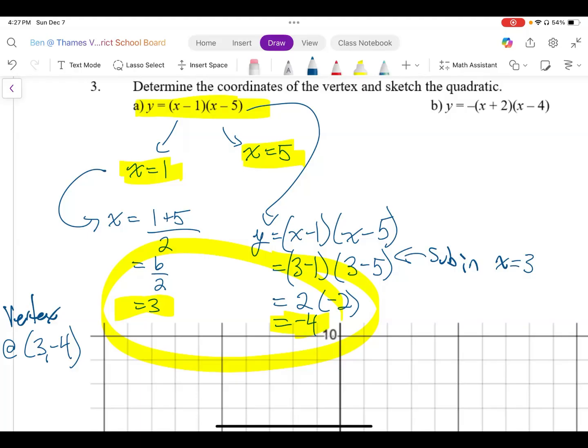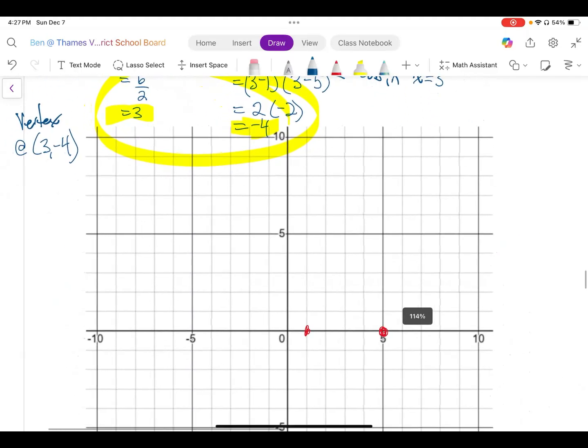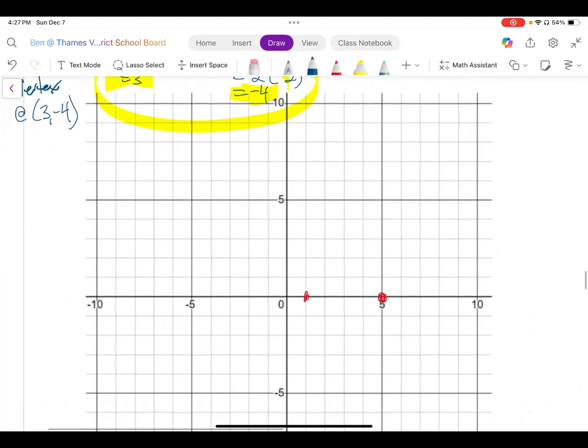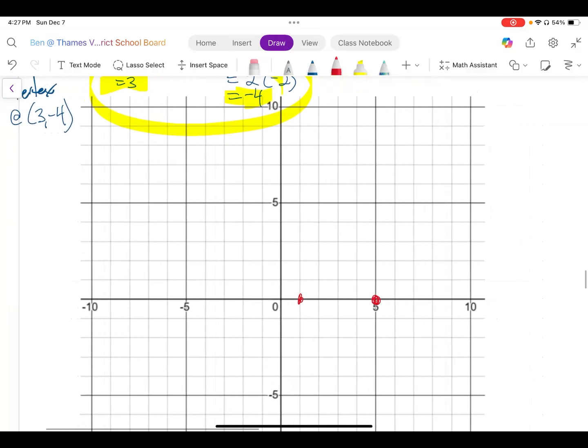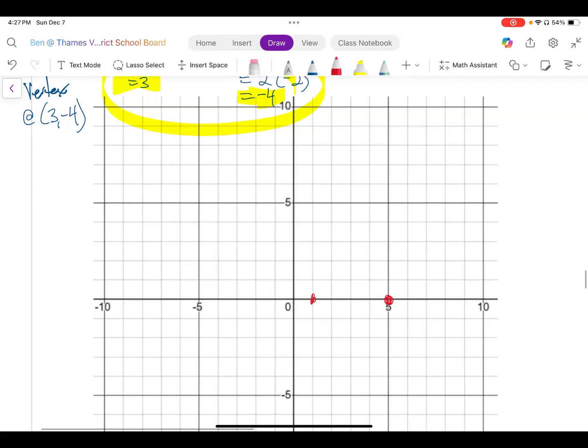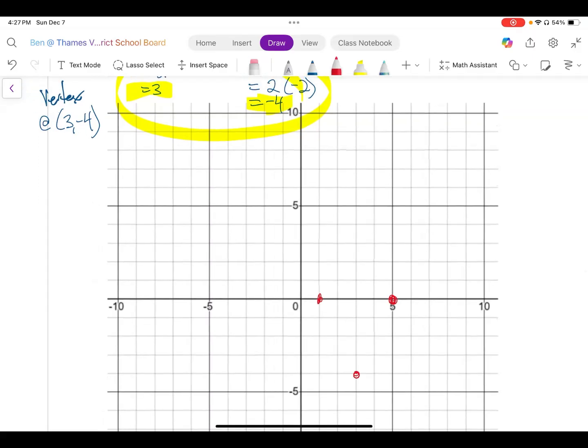I'm going to put that on my Cartesian plane and use that with my zeros to sketch. So that's at +3, -4. Where does that show up? That's 3 over, 4 down. We're working somewhere right here. We have 3 dots. We can use those 3 dots to really roughly sketch a parabola.